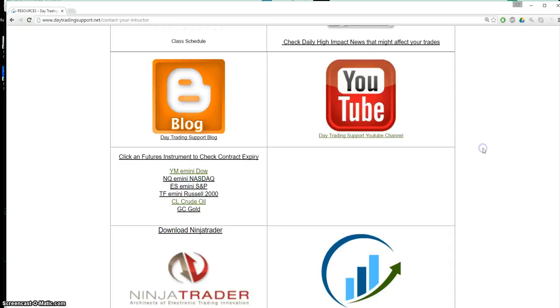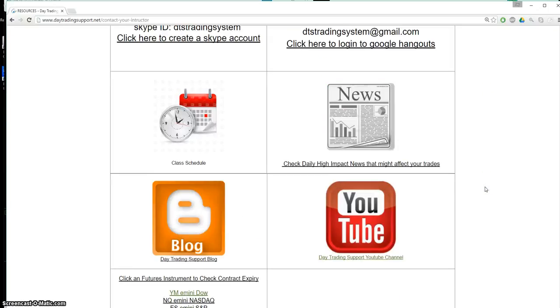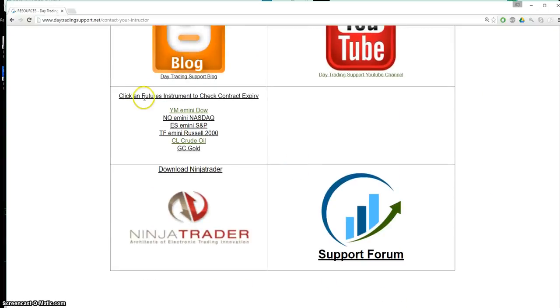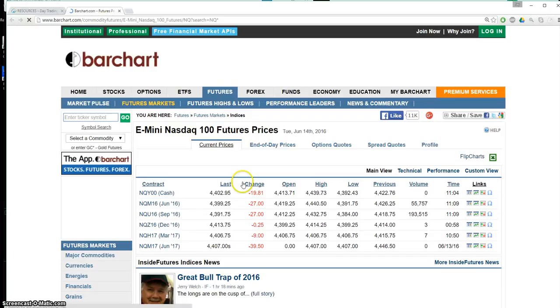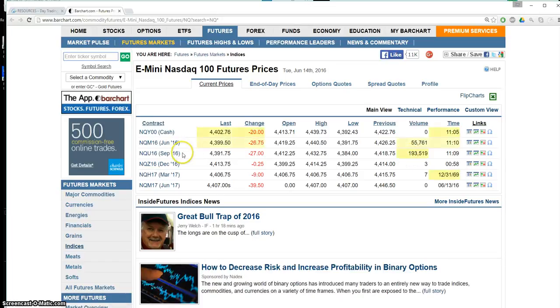What you can do is go to this page here, daytradingsupport.net, click on resources, brings you to this page. Scroll down. It says here, click futures instrument to check contract expiry. So what we're going to do is click on, let's say, the NASDAQ. Now you can see where all the concentrated volume is for the NASDAQ. All the concentrated volume coming in is on the September 2016 contract. So you still have some old contracts being traded on the old expired June contract. So that's a way to check which one is current.